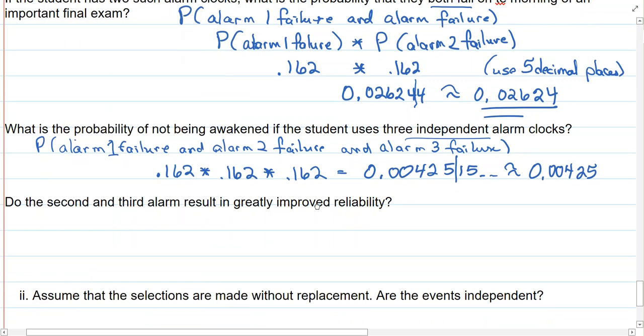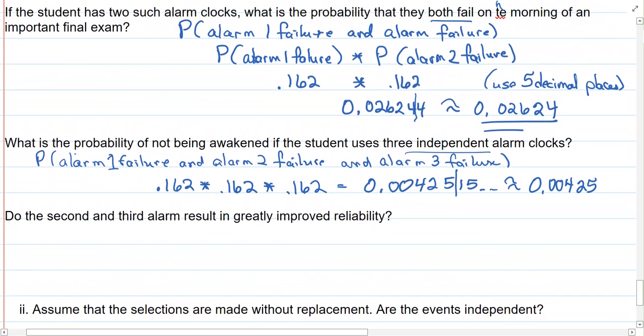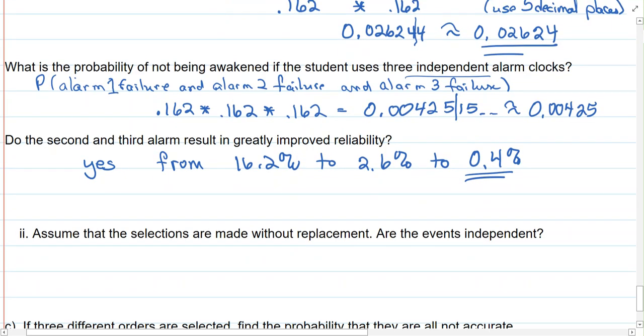So let's see what they're assessing. Do the second and third alarm results greatly improve reliability? Oh, yes. From 16.2% to, with the 2 alarms, 2.6% to 0.4%. So this is so slight that they're not going to have any problems.